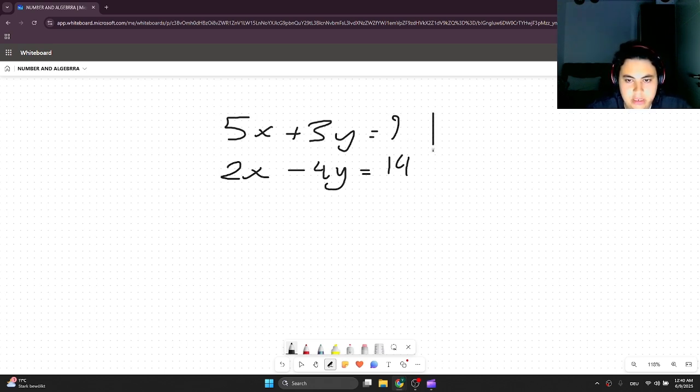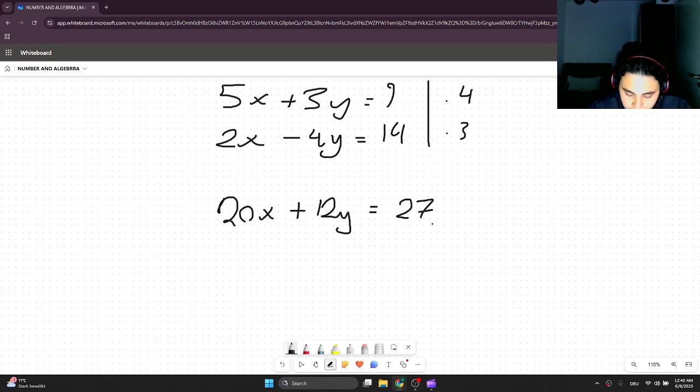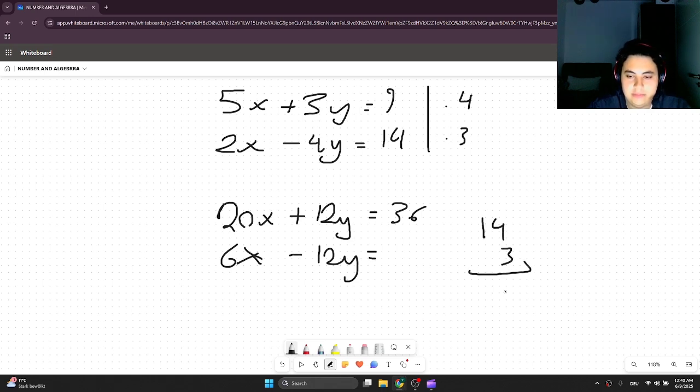So let's say I'm going to multiply this by 4 and this by 3, okay? So 5 times 4 is 20. So you have 20x, then you have here 12y, and then equals 9 times 4, which is 36, excuse me, 36, right? Then you have 2x times 3, so this is going to be 6x, minus 12y, is equal to 14 times 3. 3 times 4 is 12, 3 times 1 is 3, so 42, okay?